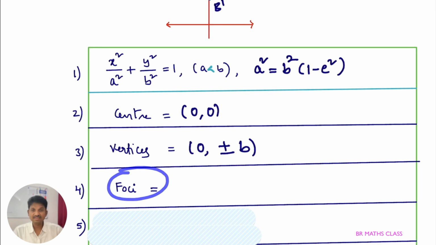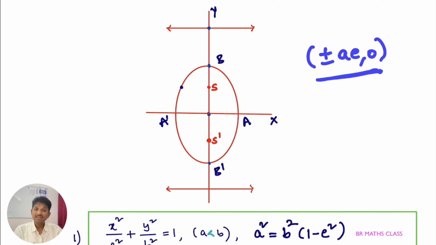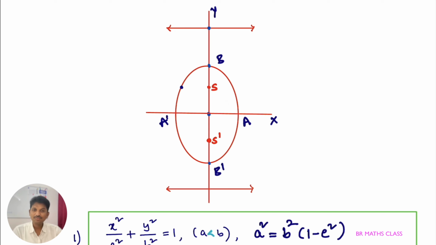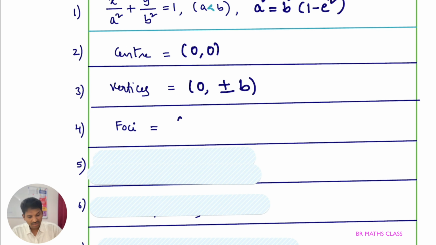Next one is focus. You observe this ellipse. This is one focus, this is another focus. These foci are on the y-axis. In the standard form of the ellipse, what is the focus? That is plus or minus ae, 0. In this second form, in place of a, b will come in all the formulas, that you will understand by the end of this video, right? What are the foci? This is on the y-axis. This is 0, be. This is also on the y-axis, but below the origin, this is 0, minus be. So the foci are 0, plus or minus be.